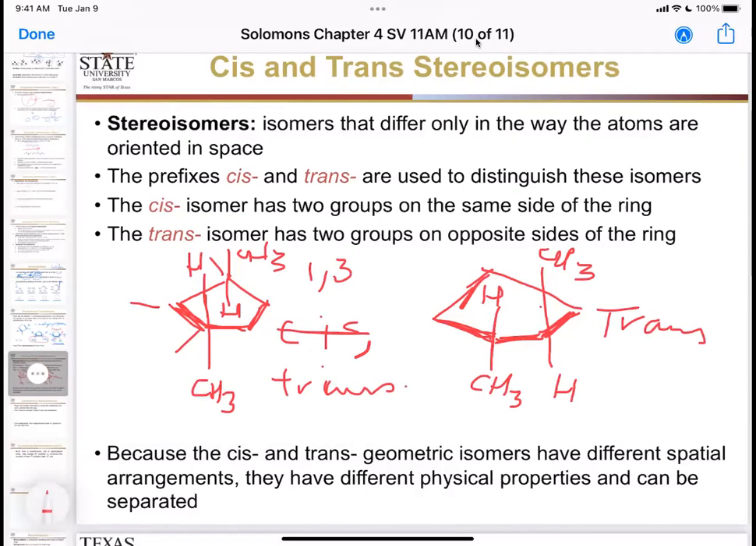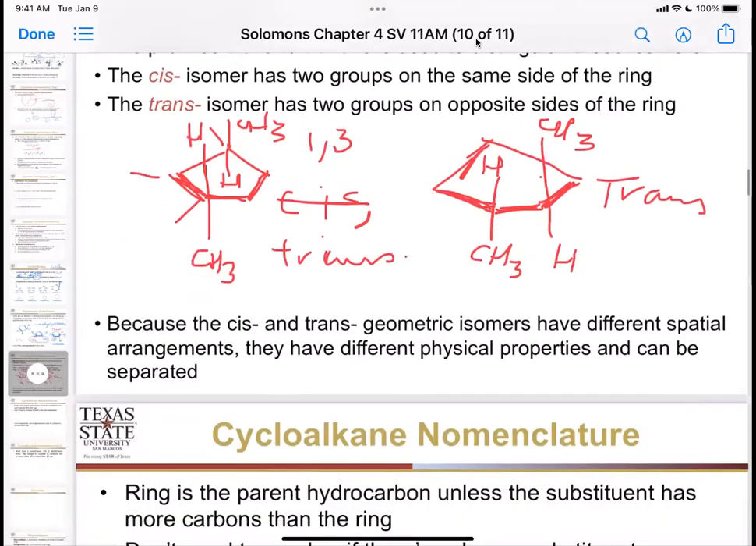So, questions on that? Same side of the ring, cis; opposite sides of the ring, trans, no matter which position they have. So let's name some more cyclohexanes.